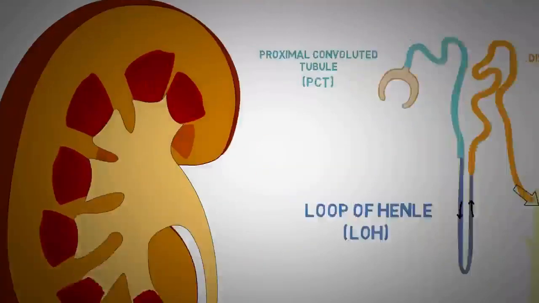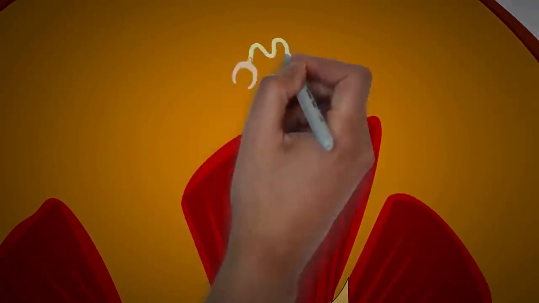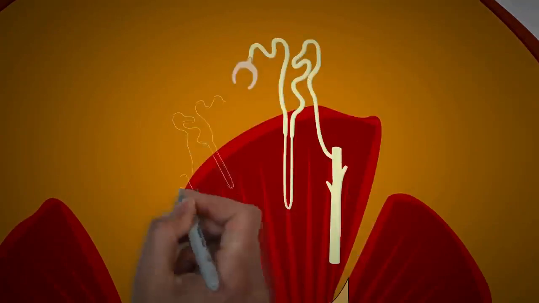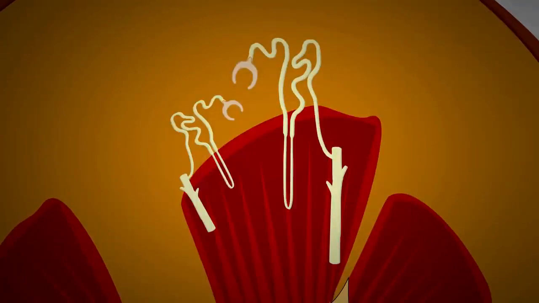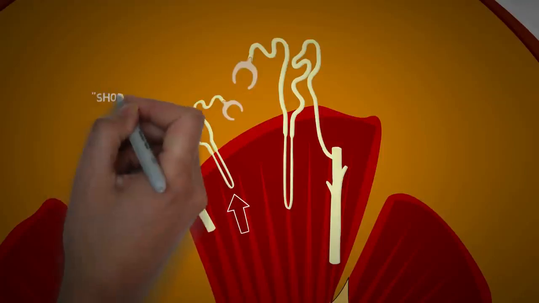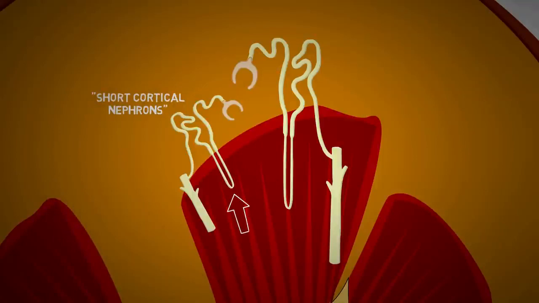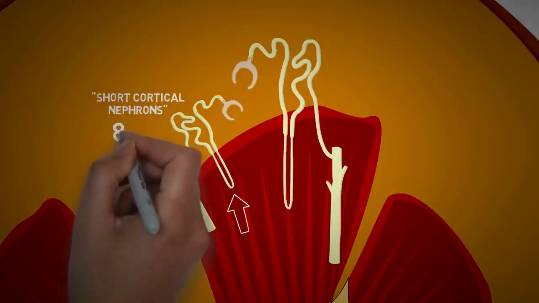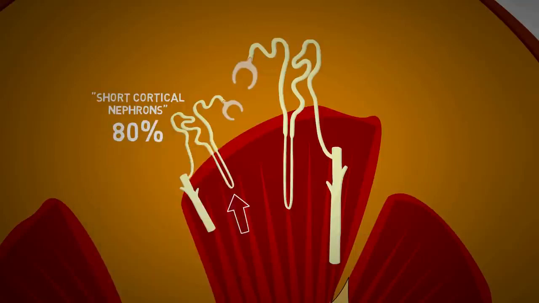Now, depending upon the length of the loop of Henle, we have two types of nephrons in the kidney. One type of nephron that have short loops of Henle, and these are known as the short cortical nephrons. Cortical because a major portion of these nephrons is located in the cortex of the kidney. These are short and comprise about 80% of the total nephrons.